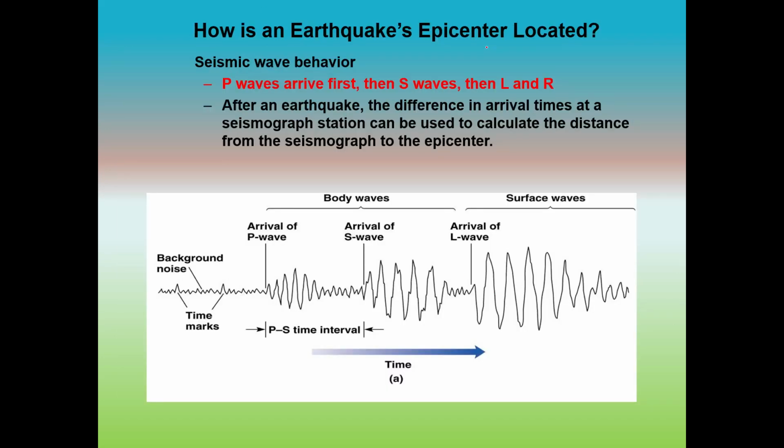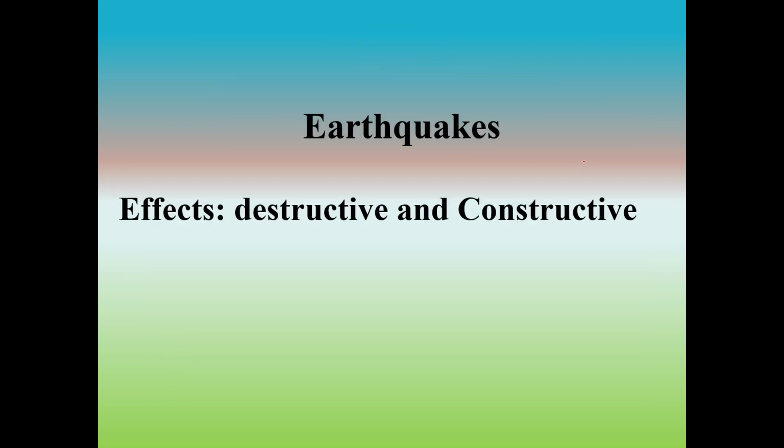How is an earthquake's epicenter located? Seismic waves behavior: P waves arrive first, then S waves, then L waves and R waves. After an earthquake, the difference in arrival times at a seismograph station can be used to calculate the distance from the seismograph to the epicenter. How much time it is taking for the P waves or S waves or the L and R waves. According to that, the calculation takes place.